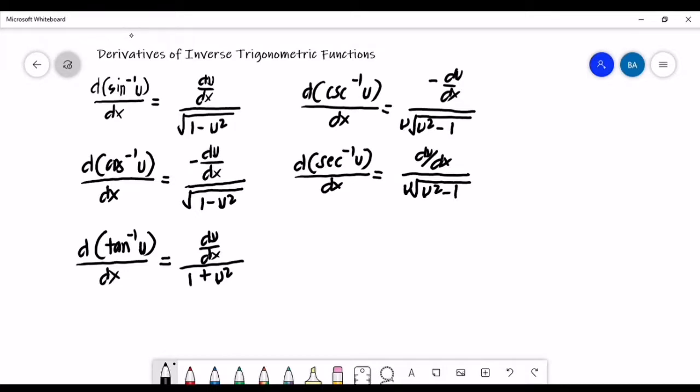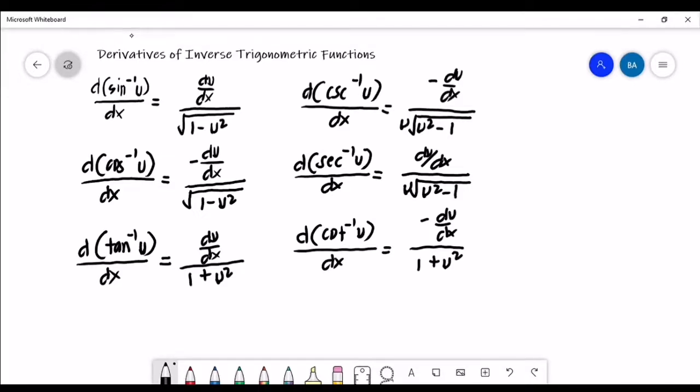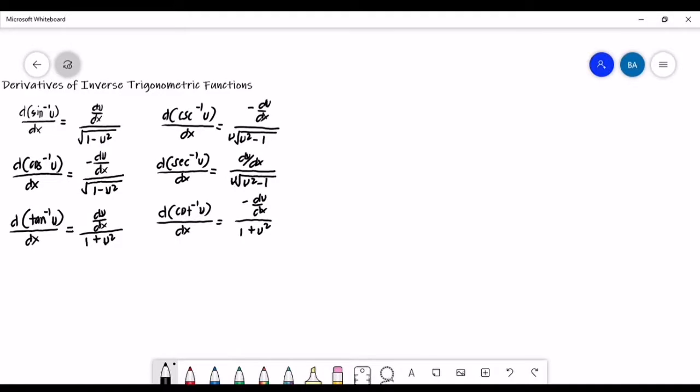And the last formula that we will be using is the derivative of arc cotangent u with respect to x. This equals negative the derivative of u with respect to x over 1 plus u squared. So these are the formulas that we will be using as we solve problems involving inverse trigonometric functions. Okay, now let's try some examples.